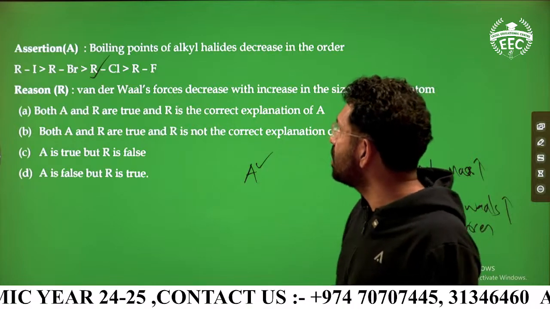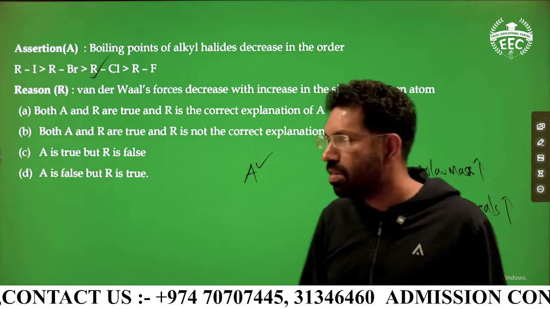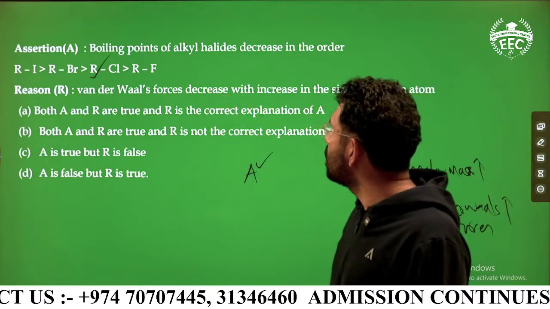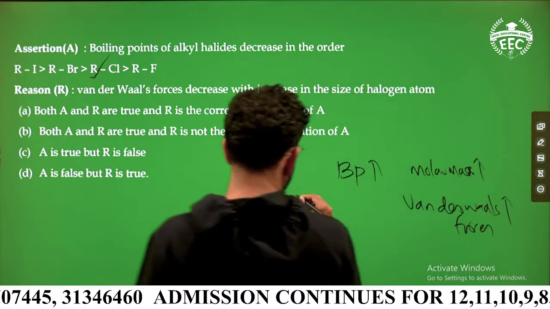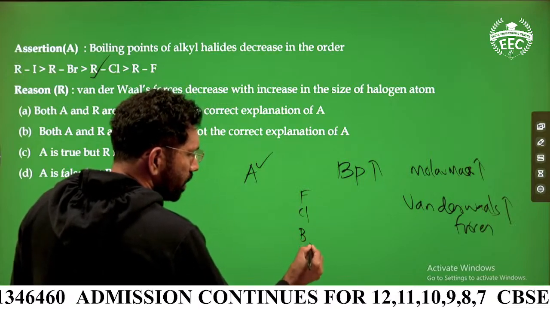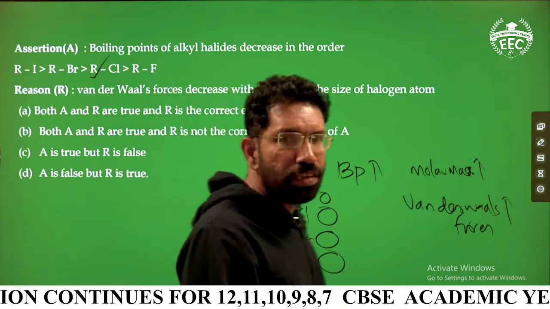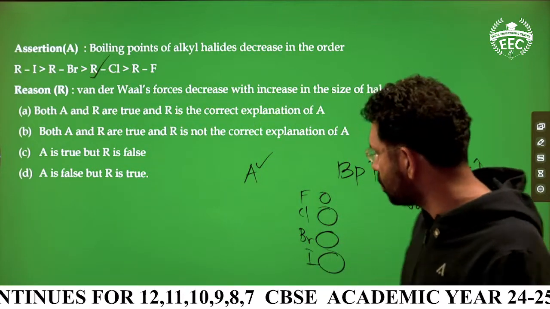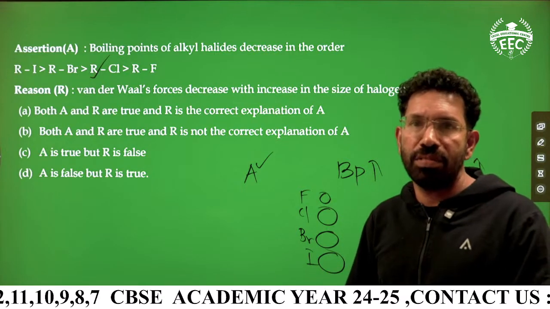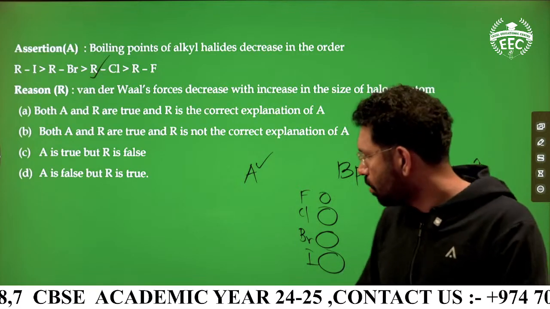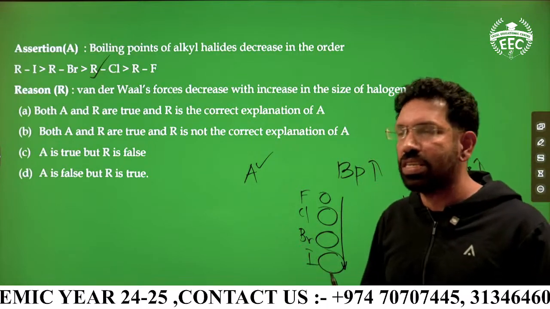Van der Waals forces decrease with the increase in size of halogen atom. See now, we have halogens like fluorine, chlorine, bromine, iodine. On moving down the group, what happens to the size of the halogen atom? Size of halogen atom increases upon moving down the group, right? No doubt. So on moving down the group, size increases, and molar mass also increases.